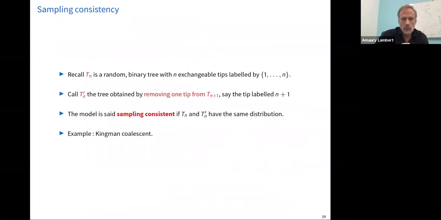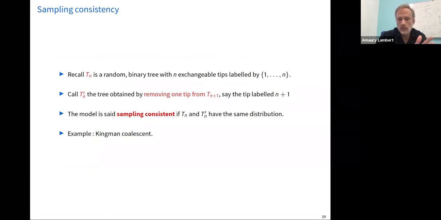Now, if you remember, I talked about sampling consistency last week. Recall that Tn is a random binary tree with n exchangeable tips labeled 1 to n. If you call T'n the tree obtained by removing one tip from Tn+1, say the tip labeled n+1, but they play the same role, then the model is said to be sampling consistent if Tn and T'n have the same distribution.